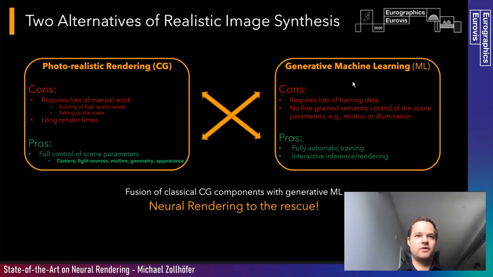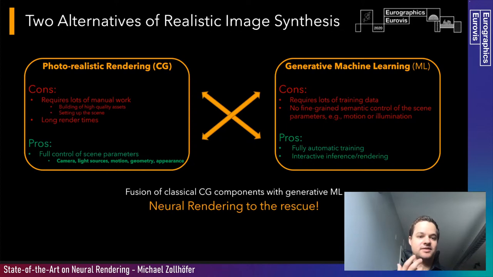So for example, for photorealistic rendering in computer graphics, as we all know, this requires a lot of manual work. You have an artist who has at first to build high quality assets, like high quality geometry and scene materials. He has to set up the illumination correctly. And even if you get that right, you have really, really long global illumination render times to get to a photorealistic image.